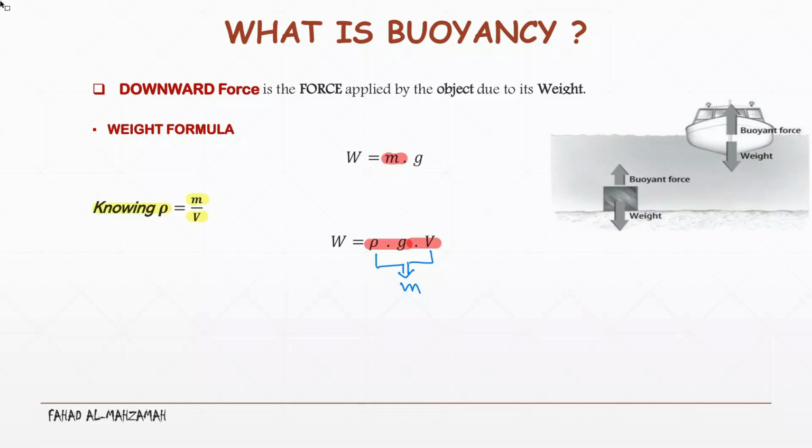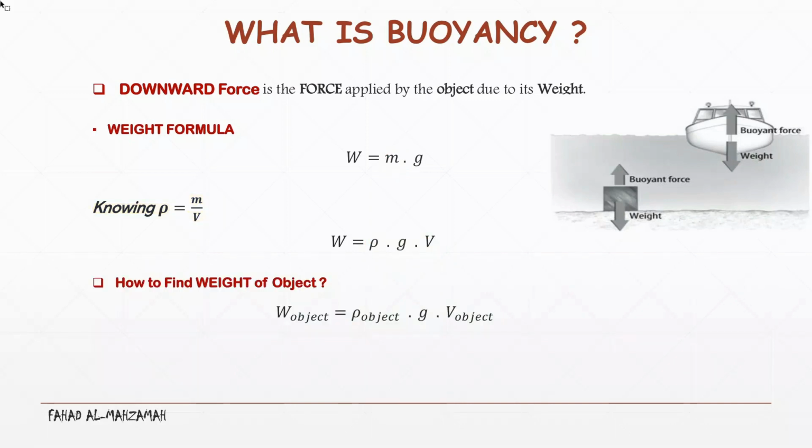Now, since this is the weight formula, it's easy to find the weight of the object. Just represent each element by the object. So the weight of the object is equal to the density of the object multiplied by the volume of the object multiplied by the acceleration of gravity. So now it becomes easy to find the weight of the object. Now the question: we already understand one force, and we know how to calculate it. What about the other one, which is the buoyancy?